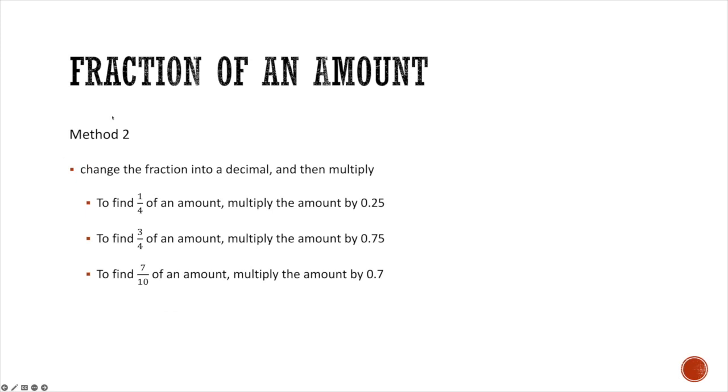Method 2: change the fraction into a decimal and then multiply. If you want to find 1/4 of an amount, we have to multiply the amount by 0.25. To get the decimal, we divide 1 by 4, so we get 0.25. To find 3 over 4, we divide 3 by 4, and the answer is 0.75. Then we multiply the amount by this decimal. To find 7 over 10, we multiply by 0.7.